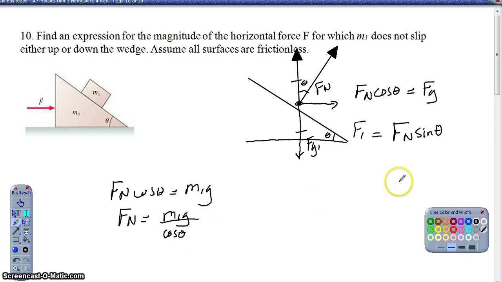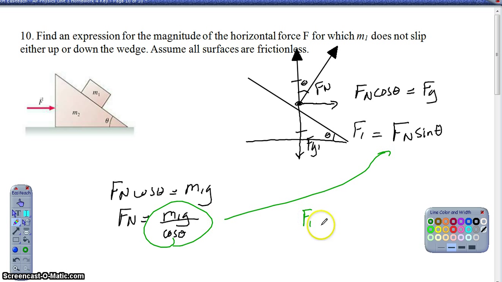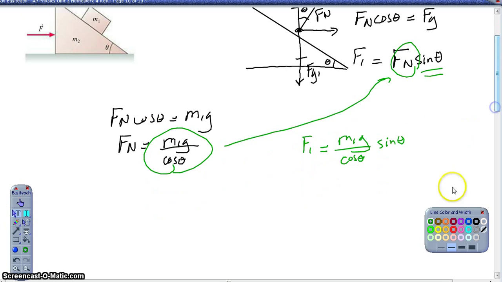Well, then if I substitute that into this equation, right? So if I take this and plug this in for my normal force over here, I get that my net force equals mass 1 gravity divided by cosine of theta times sine of theta, right? I'm plugging in for the normal force, but then I still have that extra sine of theta hanging around. So then when I look at this situation, breaking up the force, the net force here would be the mass 1 times acceleration, and then mass 1 times gravity over cosine theta times sine of theta.